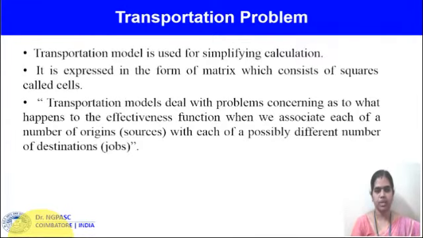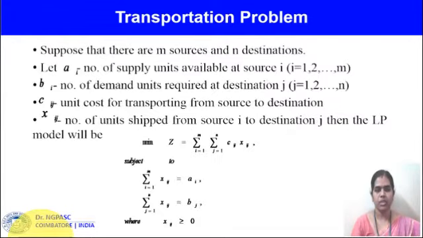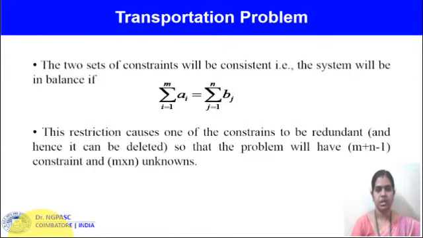Transportation problem. Transportation problem is nothing but studying about the transportation of goods from one place to another place with minimum cost. The formation of the transportation problem is given with a few elements: AI, which represents the number of supply units, BJ, number of demand units, CIJ, cost of transporting the goods, XIJ, number of units shipped.